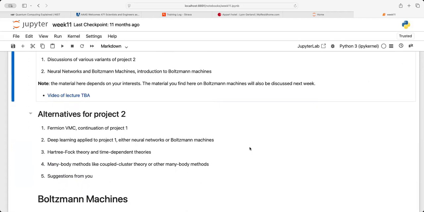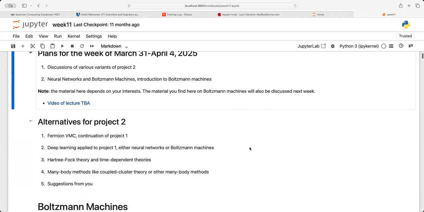And I just wanted to discuss some potential variants, and depending on your interests, we can then dive into different topics for the lectures. So I was actually thinking today of discussing these Boltzmann machines and neural networks connected with project number 2. So that's one possibility.